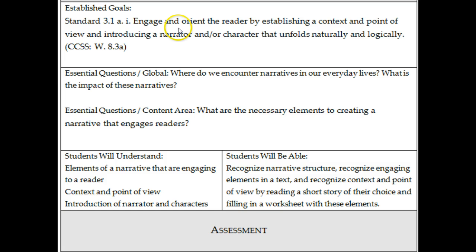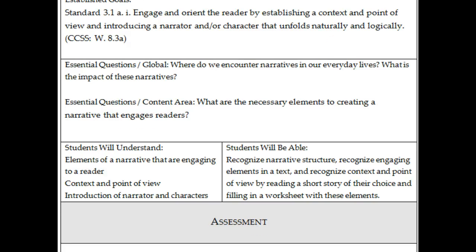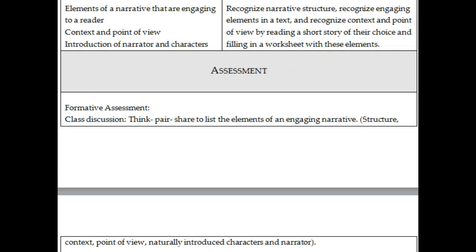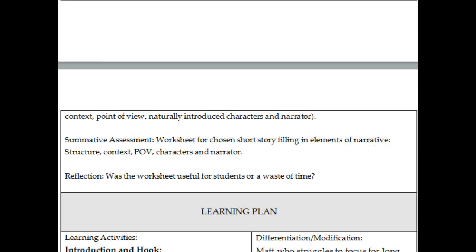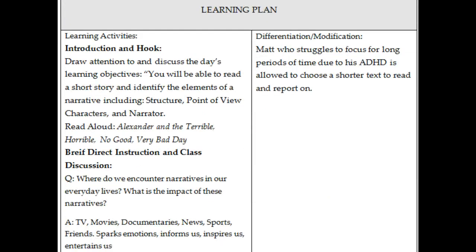We'll see. This is a writing goal. We want the kids to learn how to write in such a way that engages and orients the reader. So recognizing these elements in a short story is the first step to being able to use them. And so maybe actually using them and writing them is the next lesson plan or homework or something like that. We'll look and see. For your formative assessment, think, pair, share on all those elements. Excellent. Nice. For your summative assessment, the worksheet. Okay. Excellent. Good.